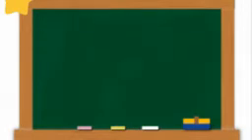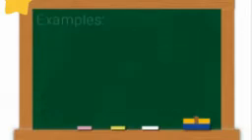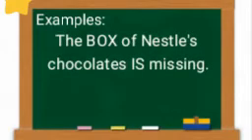Moving on to the third rule. The verb has to agree only with the true main subject, not with the intervening plural object of a preposition or any other intervening plural. For examples, the box of Nestle's chocolates is missing. Here, the main subject is box, not chocolates. Hence, we use is instead of are.